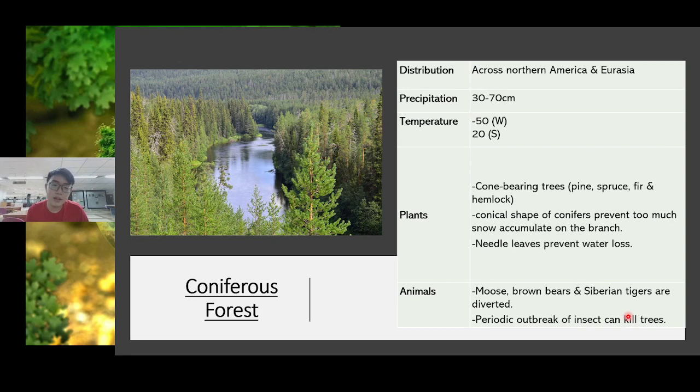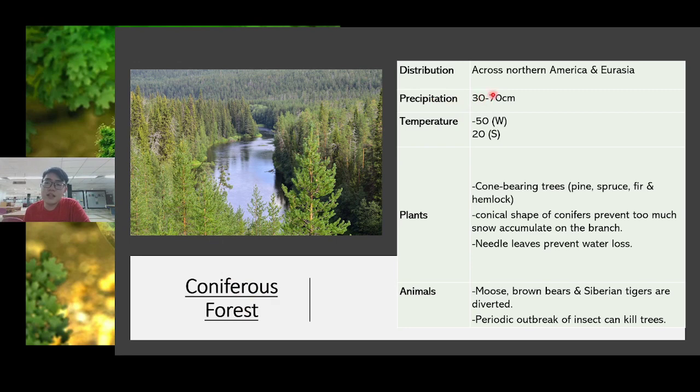Okay, next is about the coniferous forest. I think you have seen this forest in movies, especially American movies, North American movies. You will see the environment, the forest like this. This is called the coniferous forest. If you still remember your chapter 1, chapter 40 biodiversity, one of the phyla is Coniferophyta, right? Why is it called coniferous? Because all of the trees there are coniferous.